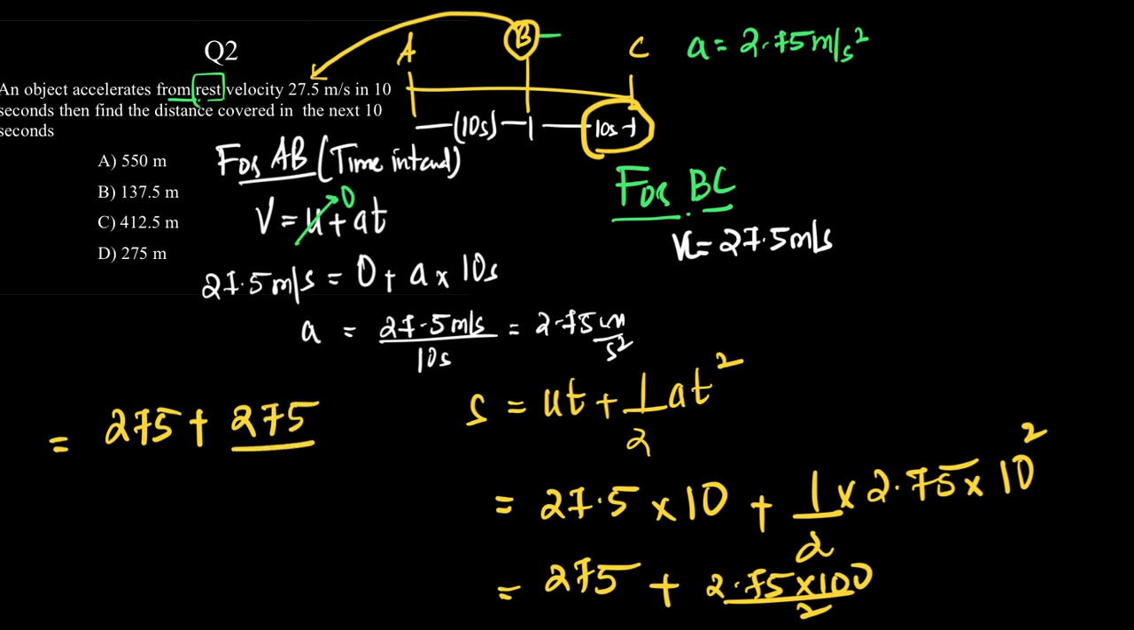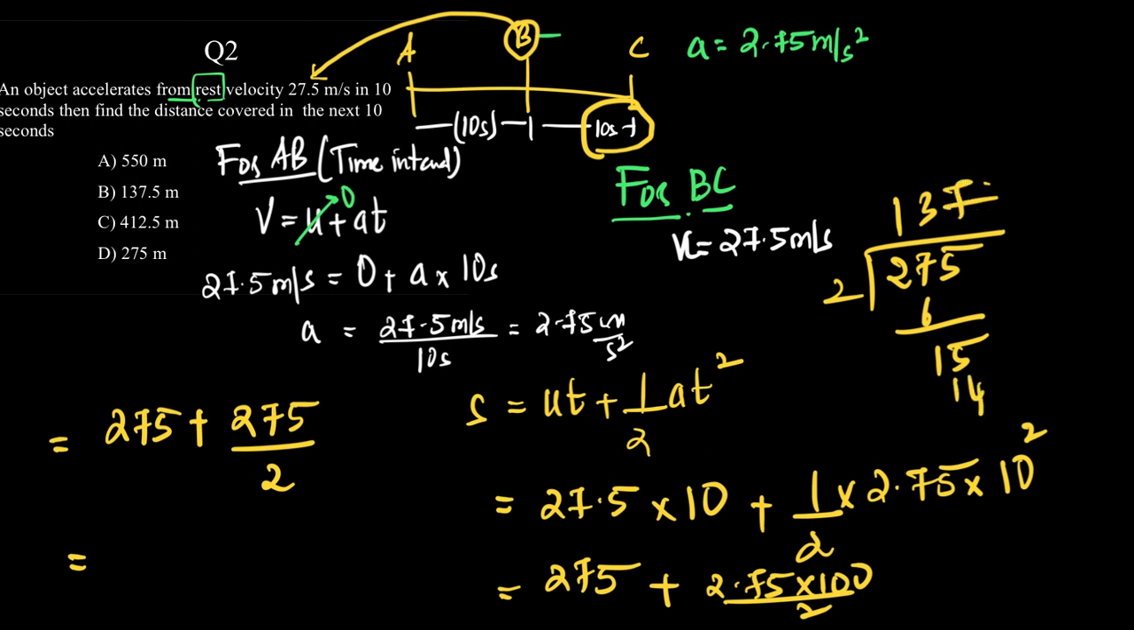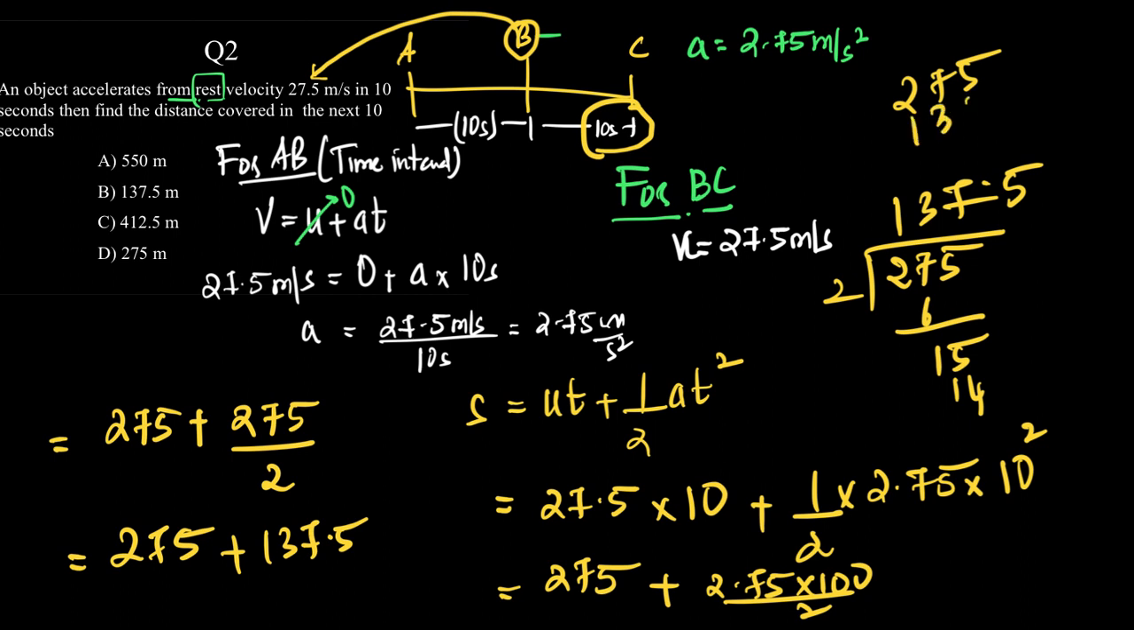This further becomes 275 plus 275 by 2, right? So this can be calculated as 275 by 2 is 2 times 1 is 2, 3 2s are 6, 15, 7 2s are 14. So we have 137.5. So this becomes 275 plus 137.5, which gives you 412.5 meters. So the correct option is option C.